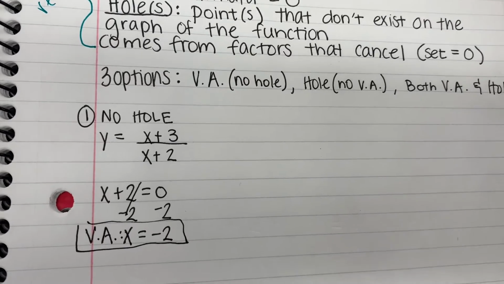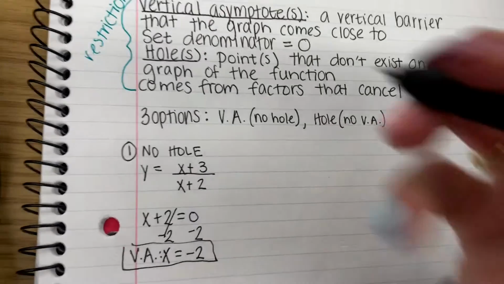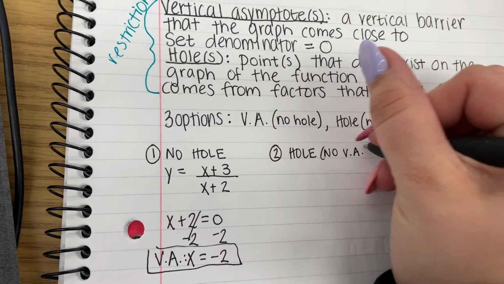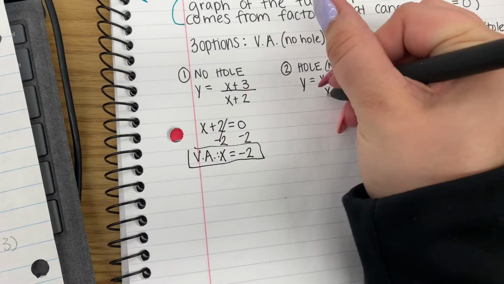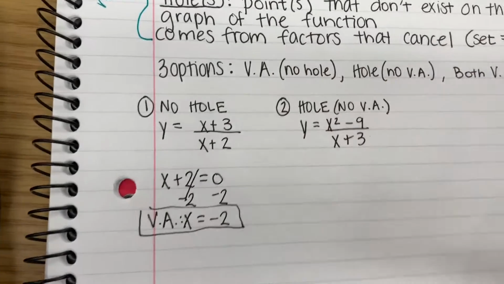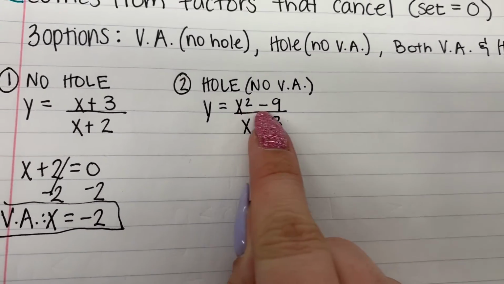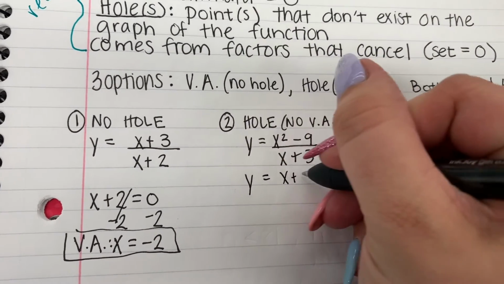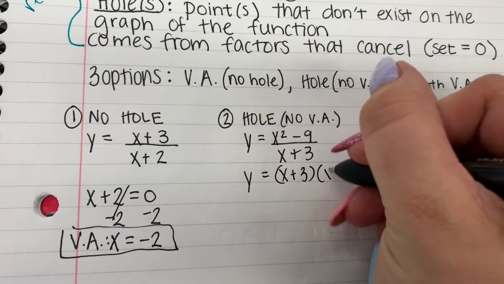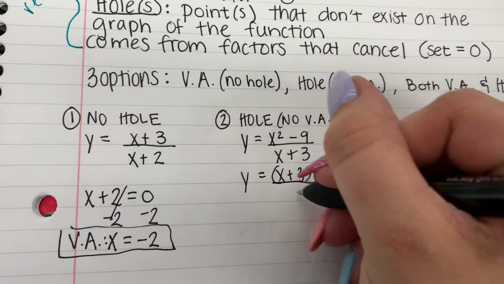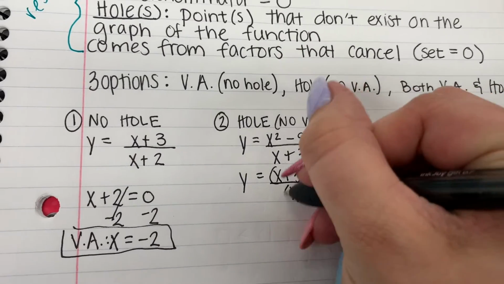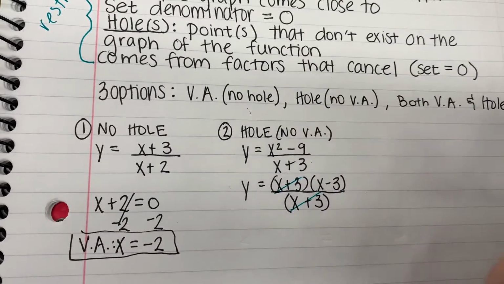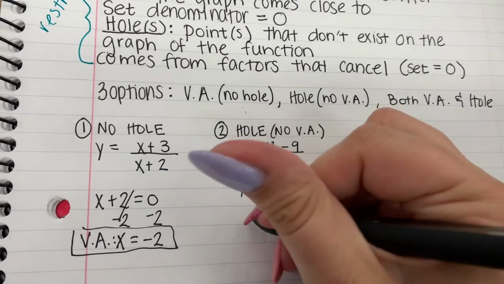The next example we're going to look at is when there is a hole but no vertical asymptote. So here we'll look at the example y equals x squared minus 9 over x plus 3. We can definitely factor this numerator into x plus 3, x minus 3. This is a difference of squares. And when we factor this, we should be able to tell that we can simplify something. We can cancel out those x plus 3's, the like quantities. When this happens, you should hear an alarm go off in your head. We found a hole in the graph.